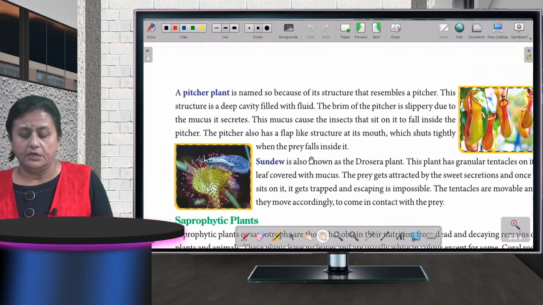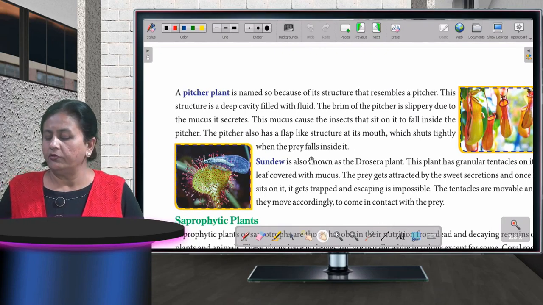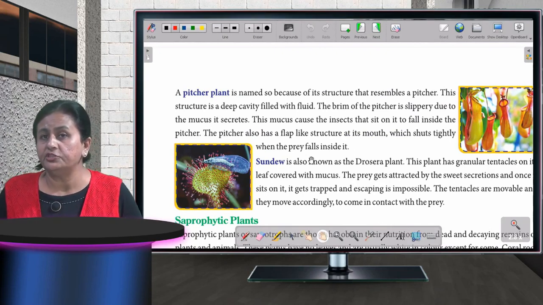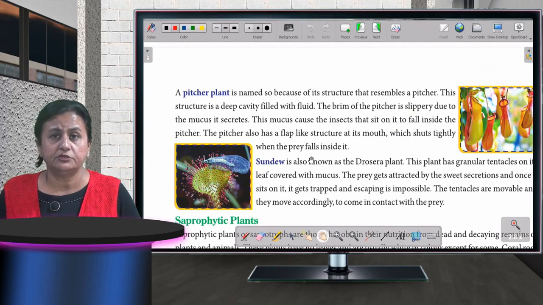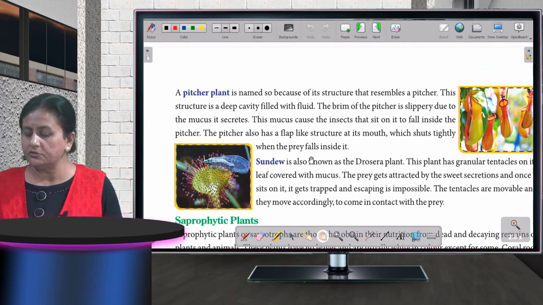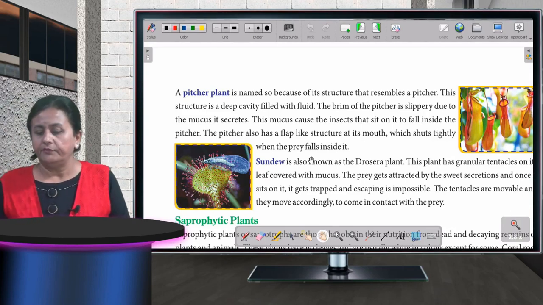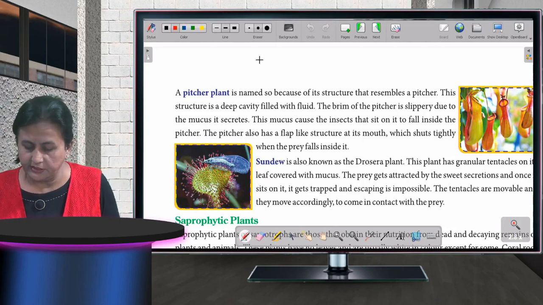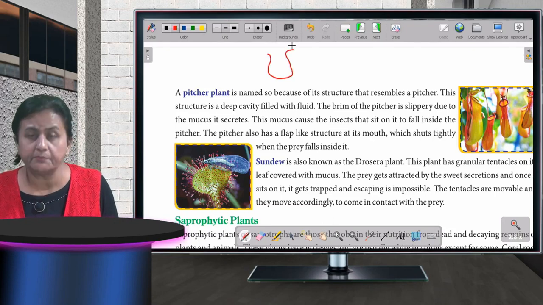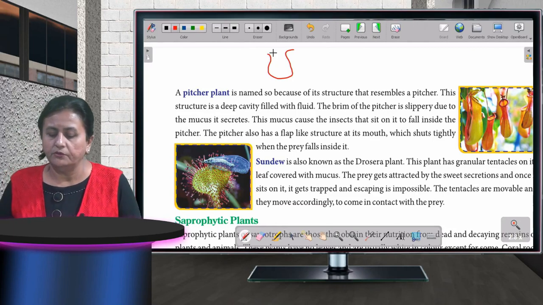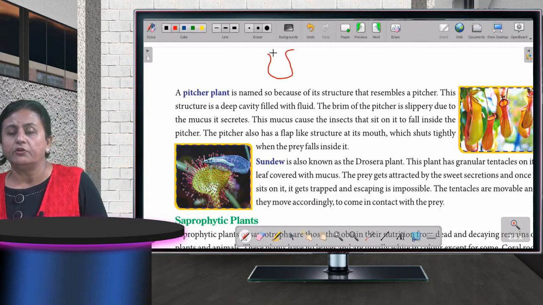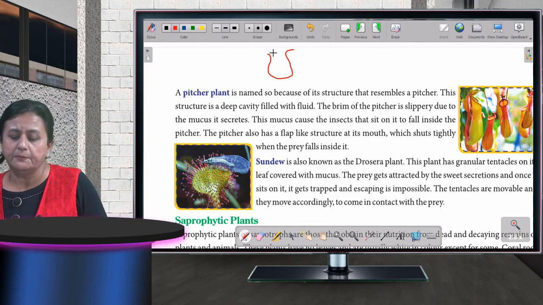Now, a pitcher plant is named so because of its structure that resembles a pitcher. What is a pitcher, children? You must have heard of this word pitcher. A pitcher is a sort of deep cavity filled with fluid. It's something like this, okay? It's a pitcher, a pot sort of thing. So, a pitcher plant is named because of its structure that resembles a pitcher.